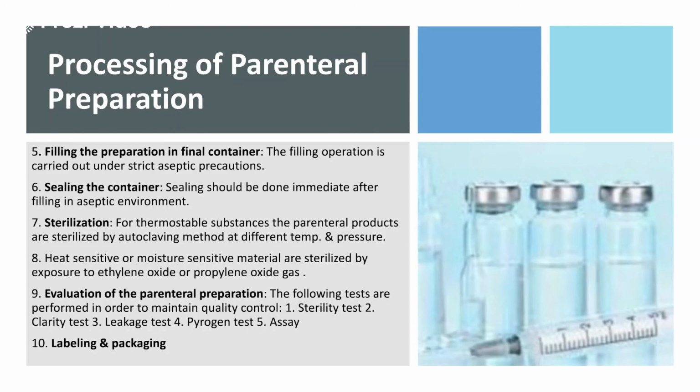So for almost all the thermostable substances, the parenteral products are sterilized by the autoclaving method at different temperatures and pressures. For the heat sensitive or moisture sensitive material, they are sterilized by exposure to ethylene oxide or propylene oxide gas. So my dear students, once it has been thoroughly sterilized, it moves for the evaluation of the different parenteral preparations. So various evaluation parameters, not only for the formulation but also for the container and packaging material, are performed. For example, for the formulation, we check for the sterility test, clarity test, leakage test, pyrogen test, and we conduct the assay of the API.